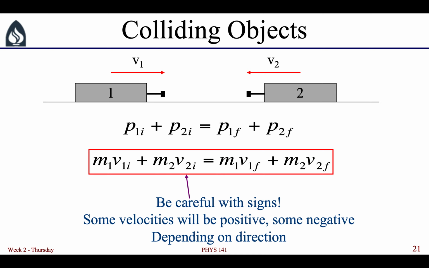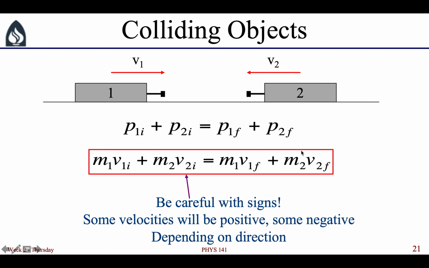So during a collision, which typically happens very quickly, we can conserve momentum, and we can say that the initial momentum of the two objects added together is equal to the final momentum of the two objects added together. Rewriting this in terms of masses and velocities, we can say that the mass of object 1 times its initial velocity plus the mass of object 2 times its initial velocity will be equal to the mass of object 1 times its final velocity plus the mass of object 2 times its final velocity.